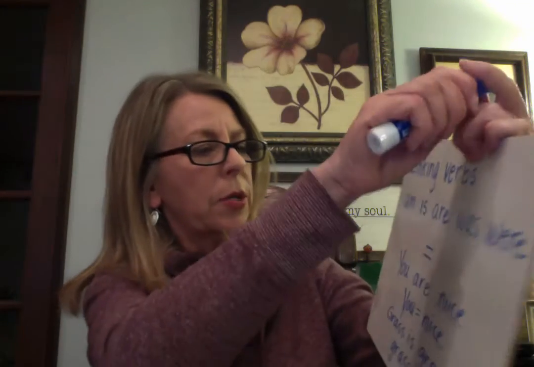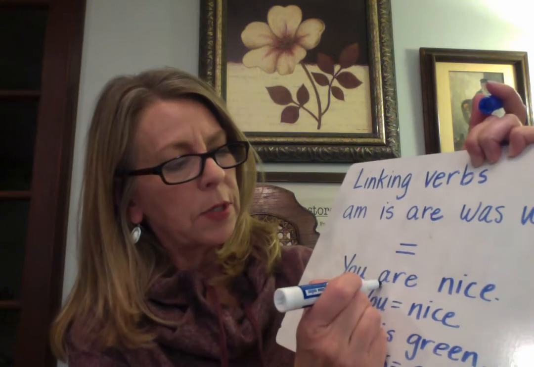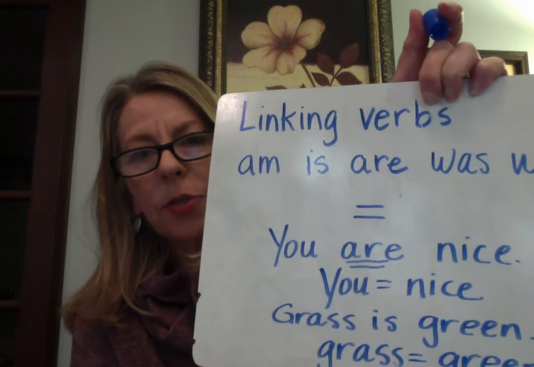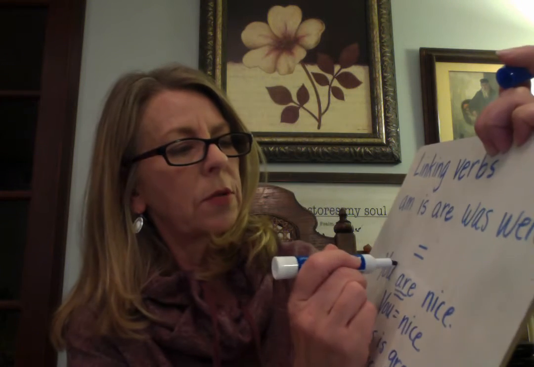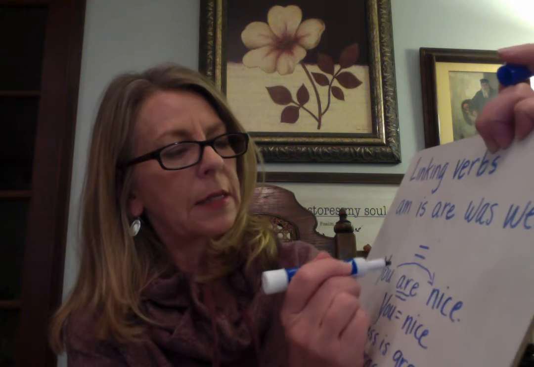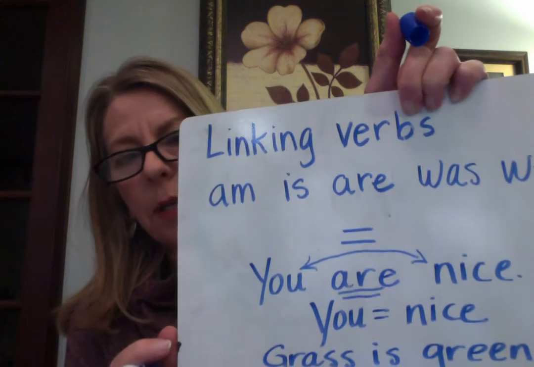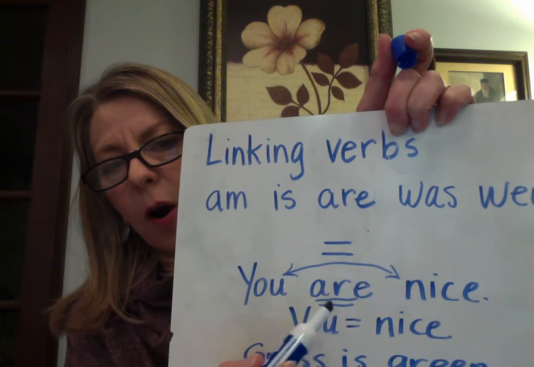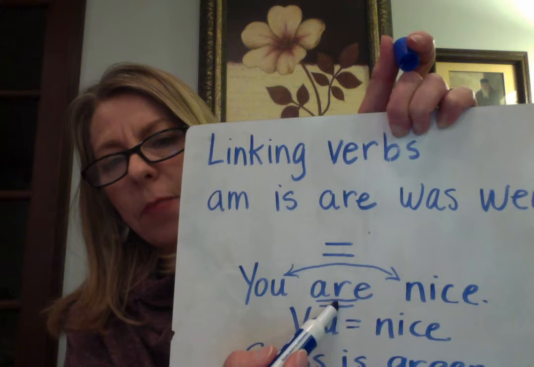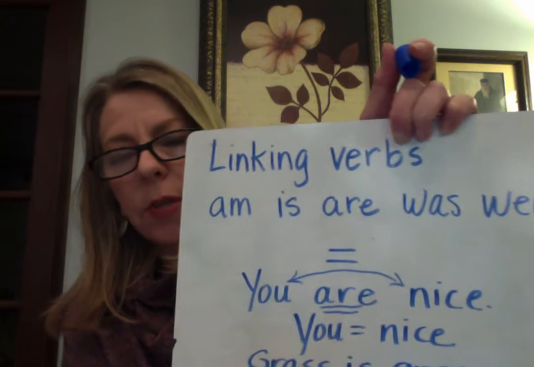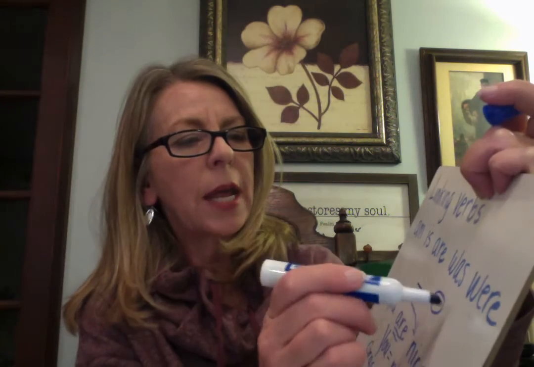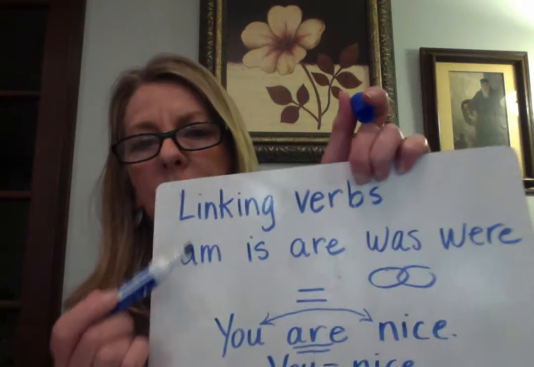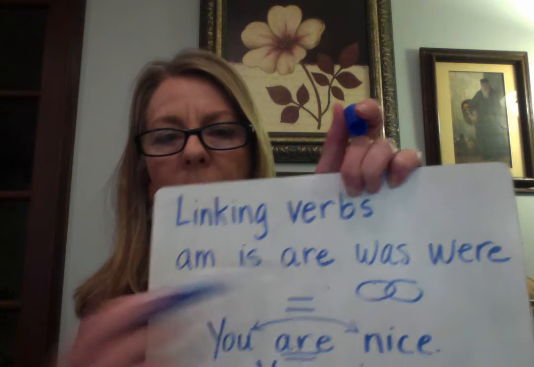Okay, so we could do this, all right? We can put two lines under are to help us remember that's equal. And now let's show what's equal. So you and nice are linked together by the word are, okay? You equals nice. You are nice. This is our linking verb. And this is what it links together. So think of how a chain links things together, okay? All right, so remember, linking verbs are am, is, are, was, were.